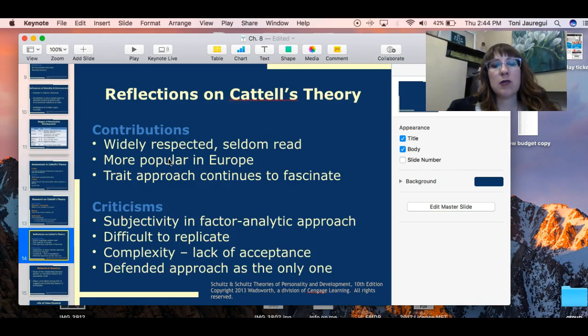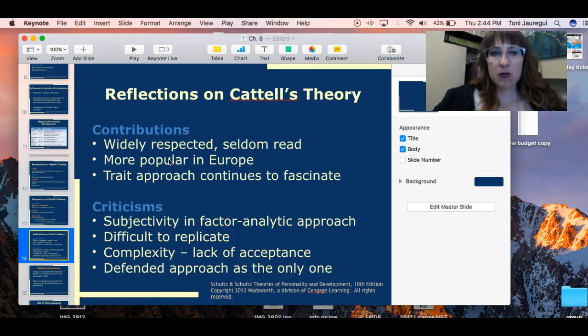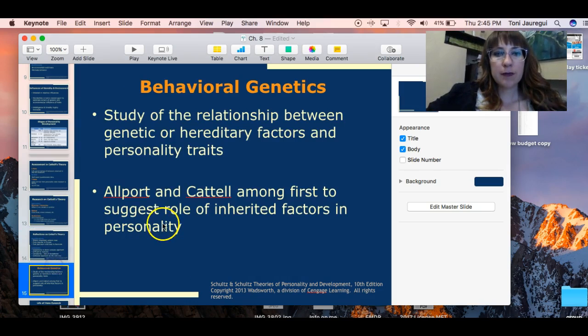Reflections on his theories. He was widely respected, more popular in Europe, which is ironic since he left Europe. And the trait approach continues to fascinate, right? So some of his stuff is still used. Criticisms: subjectivity in factor analytic approach, difficult to replicate, complexity, lack of acceptance, and he defended his approach as the only one. So again, there are always criticisms.